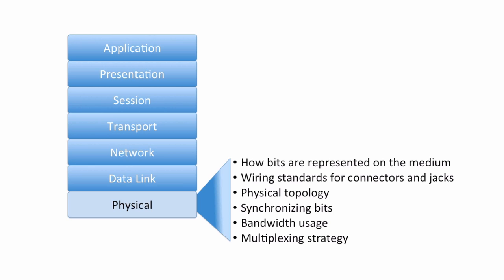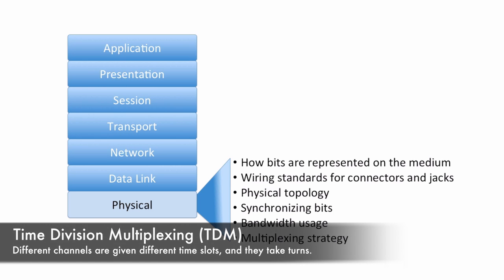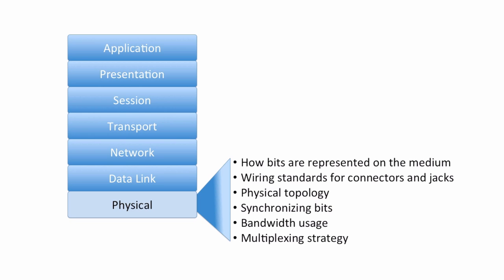How do we send more than one conversation on a single medium? There are different approaches. One approach is called TDM, time division multiplexing. With time division multiplexing, we have different channels that are given different time slots. Let's take, for example, a T1 circuit that has 24 channels. We could say that channel 1 gets to transmit for a period of time, followed by a reserved period of time for channel 2, and then channel 3, and so on and so on. To paraphrase Whitney Houston, with time division multiplexing, each channel has one moment in time.